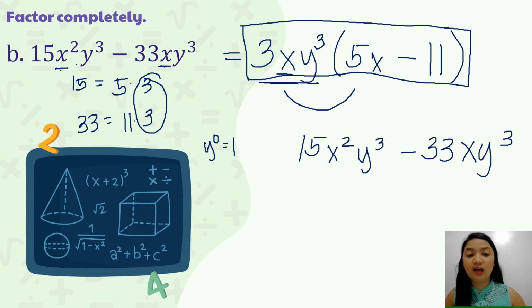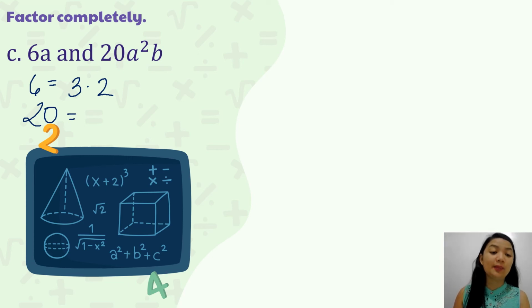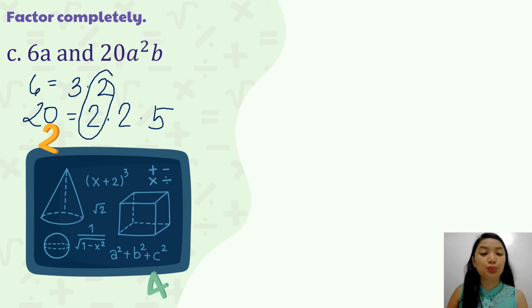And then for our last example, we have 6a and 20a squared b. So let us list down the factors or the prime factors of 6. Yes, it is 3 times 2 or 2 times 3. How about 20? Yes, we can have 4 times 5, but we can subdivide 4 to 2 times 2 times 5. So what is a common factor? So that is 2. So we can write this one as 2.